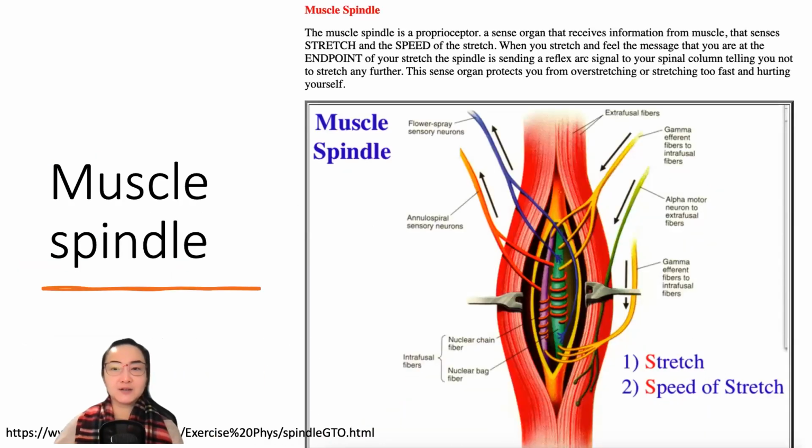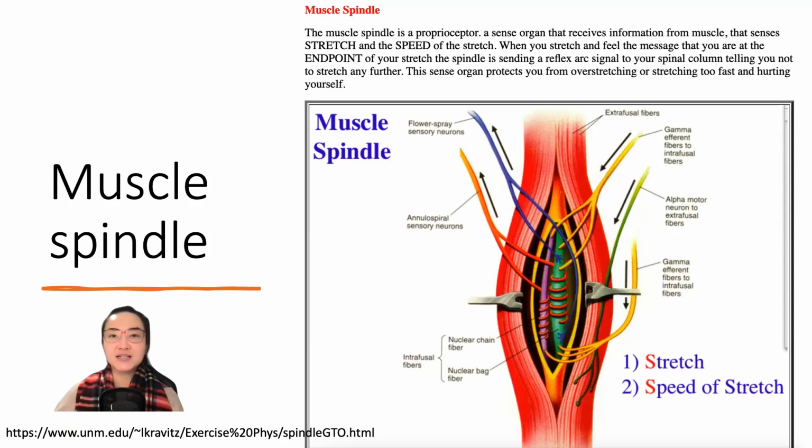Muscle spindle. You can see here on the right-hand side, the muscle spindle is a proprioceptor, a sense organ that receives information from muscle that senses stretch and the speed of the stretch.